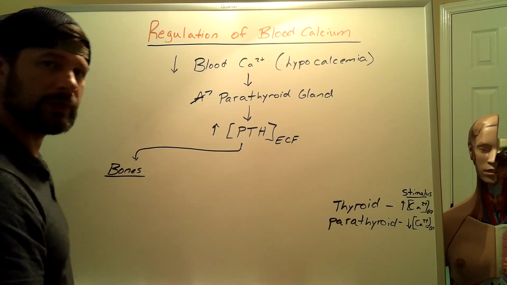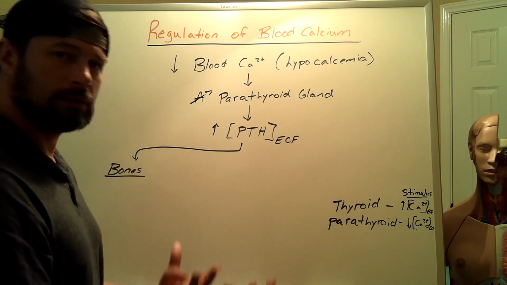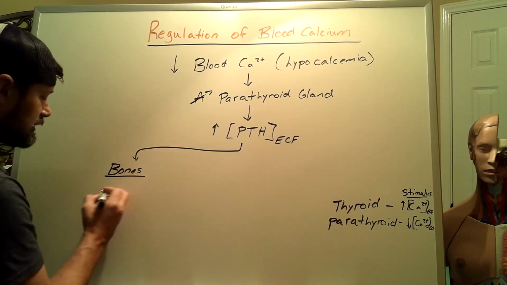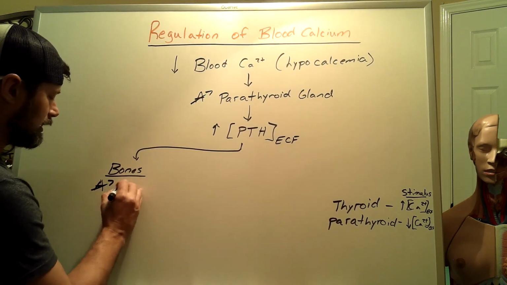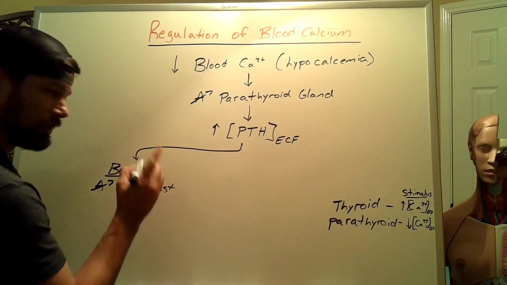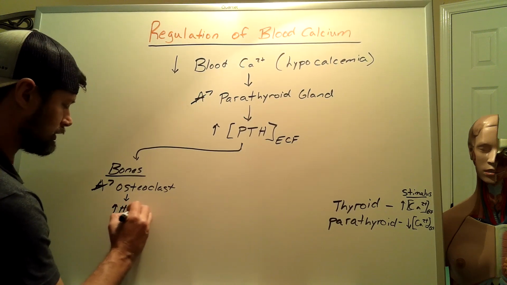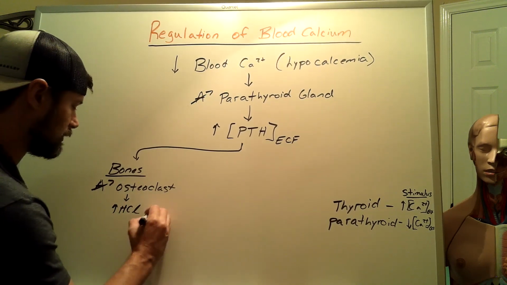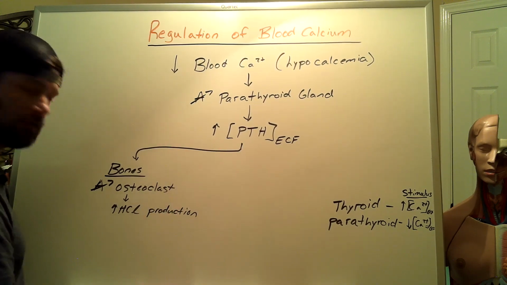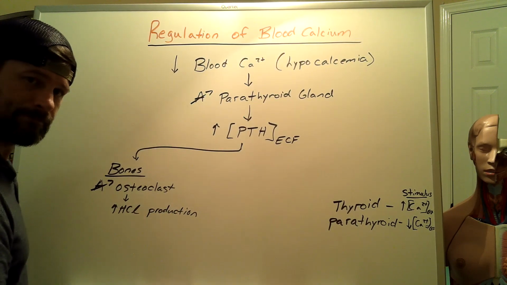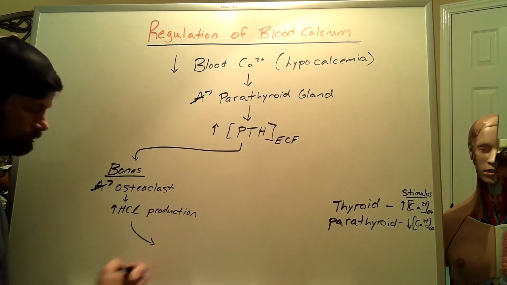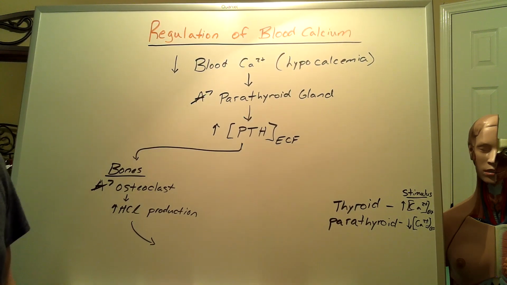Which bone cell do we know breaks bones down? Osteoclasts. And that's what we have going on down here, is that PTH is going to start to activate osteoclasts. Those osteoclasts are going to secrete hydrochloric acid, so it increases that hydrochloric acid production. And that starts to release calcium from the bone. It's going to release all this calcium from the bone, and that's going to end up going into the bloodstream.